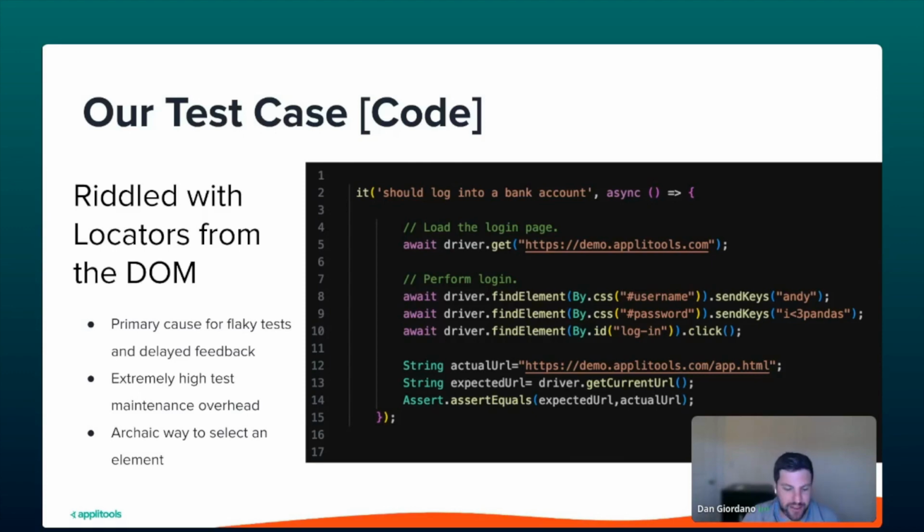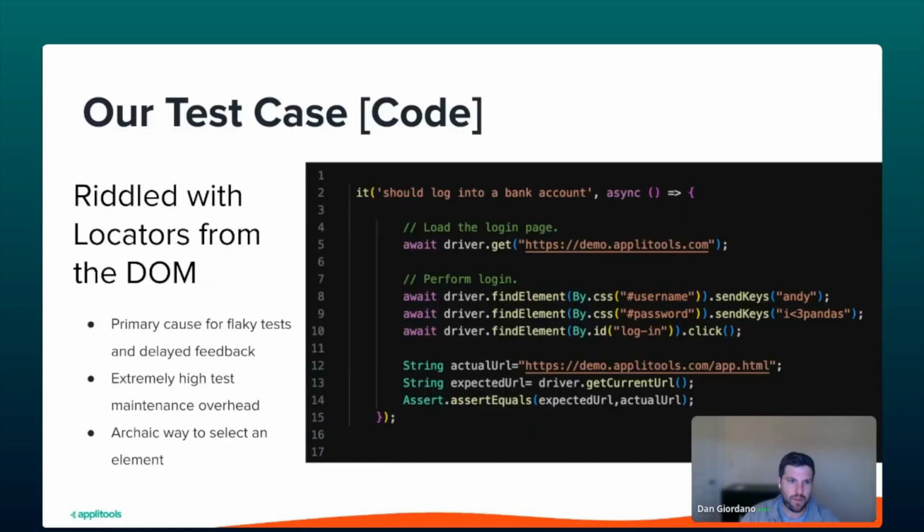But locators have a lot of drawbacks. They're the primary cause for flaky tests, which we'll go through today. They're extremely high maintenance. These are the things on the page that constantly change and are where 90% of our effort goes when we have to maintain tests. And lastly, it's an archaic way to select an element. We'll see with Visual AI and Applitools that we can do these things in a different way.